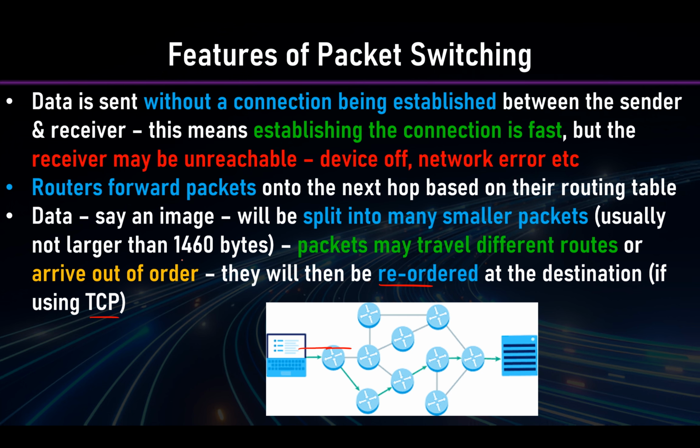Whereas if, for example, we look at UDP, now UDP is a different protocol. UDP is not going to have any of those checks. So if the data arrives out of order, it doesn't matter. Again, if some of the data doesn't arrive, it doesn't matter. So it's not going to ask for it to be resent. Now you might think, why would you ever want that?